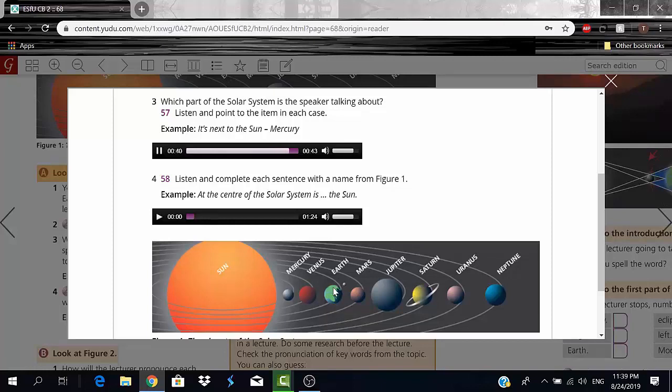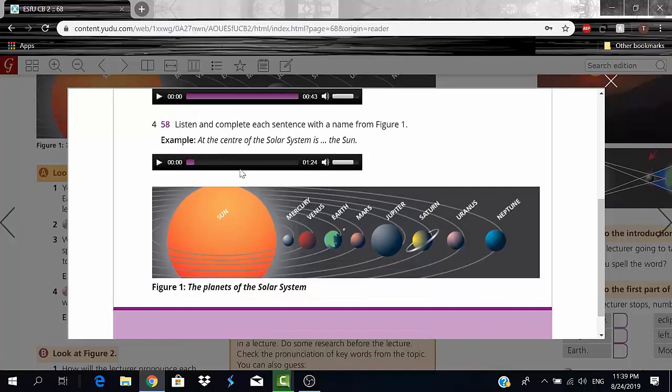Okay, so that's it. Now, listen and complete each sentence with the name from figure 1. Okay, so now we're going to be hearing information about the solar system, and we have to actually complete the sentence with the correct information. So, for example, at the center of the solar system is, and I have to complete the information. So, for example, the sun. If it's other pieces of information, I could probably say Mars and Earth and things of that nature. So now let's have a go.